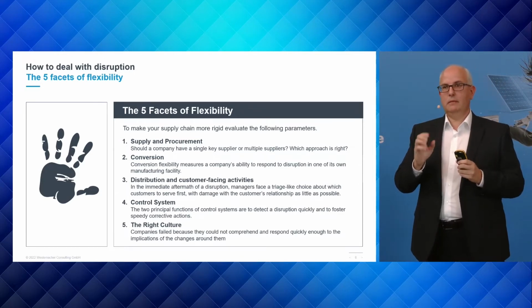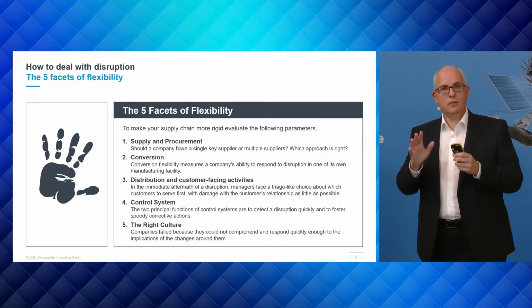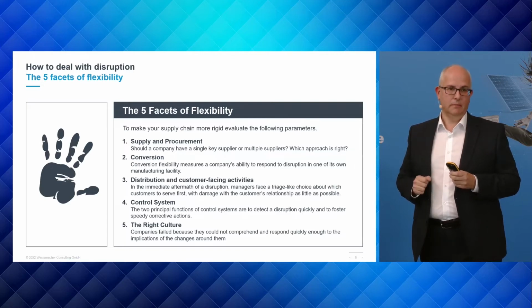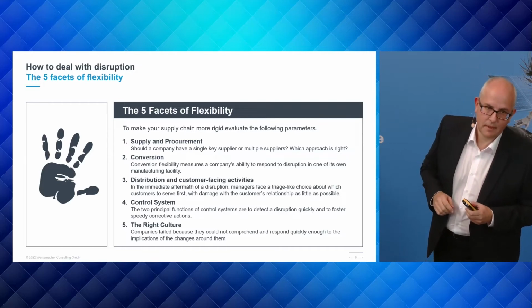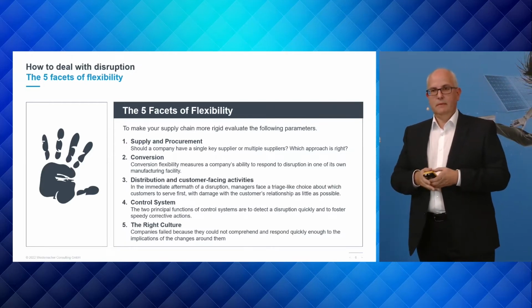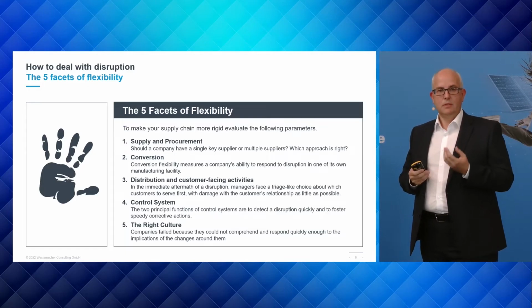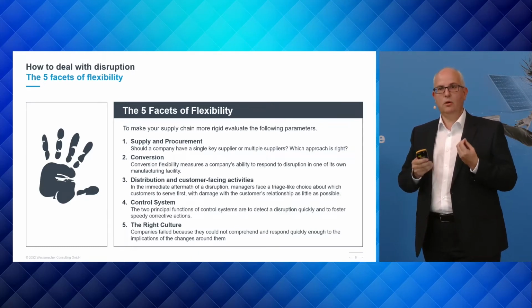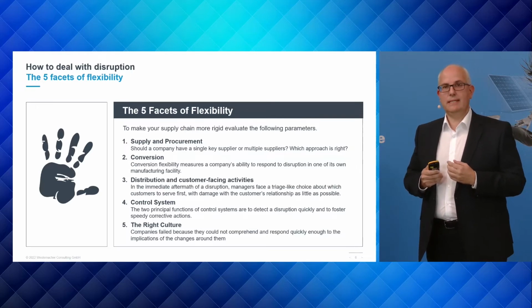So, we talked about risk, we talked about the reaction time, and now we need to talk about how to actually build a resilient supply chain. And here we talk about the 5 facets of flexibility. Now, the first one is typically on your supply and your procurement side. So you need to decide, do I need to have a single supplier, or do I need to have multiple suppliers? Do you actually understand the upper limits of your suppliers?